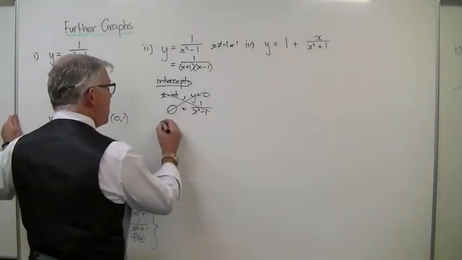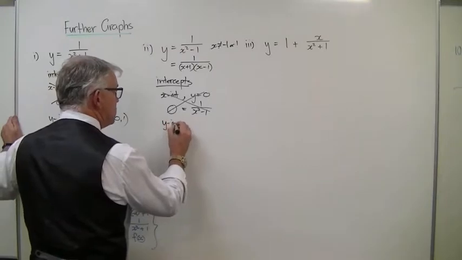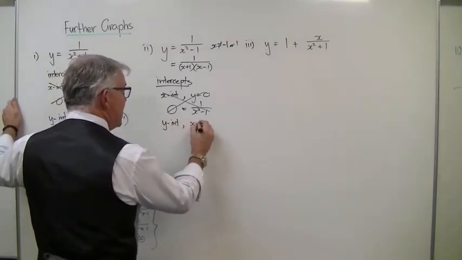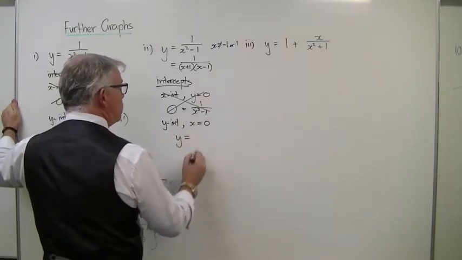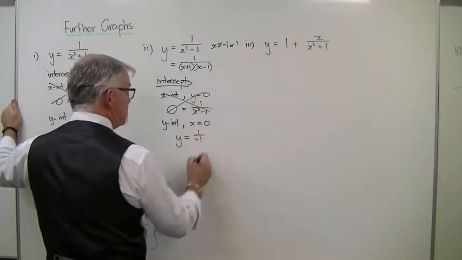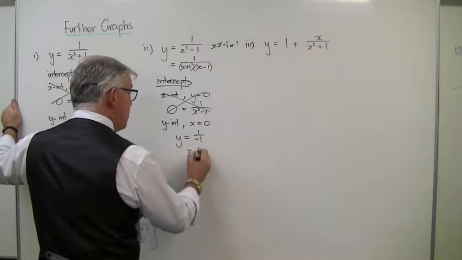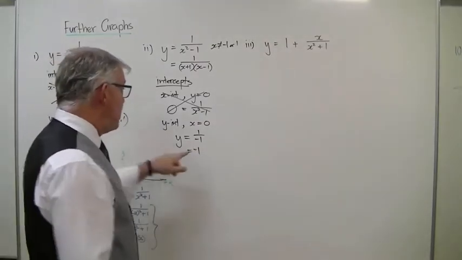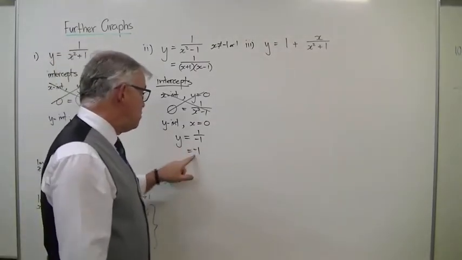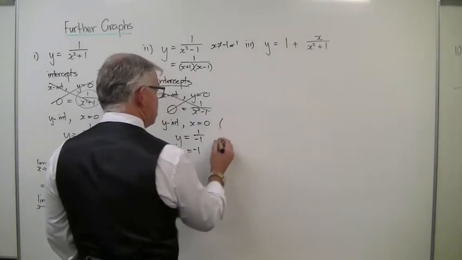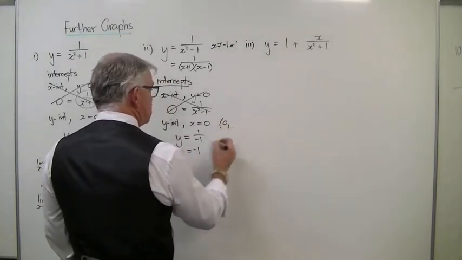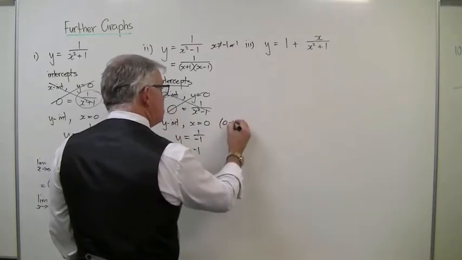So let's try what happens with the y-intercept. The y-intercept, that means x is equal to 0. And if we do that, that means y will equal 1 over minus 1. So there will be a y-intercept at the value where y is equal to minus 1. So we'll just put those coordinates for that intercept here. X is 0 and y is minus 1.